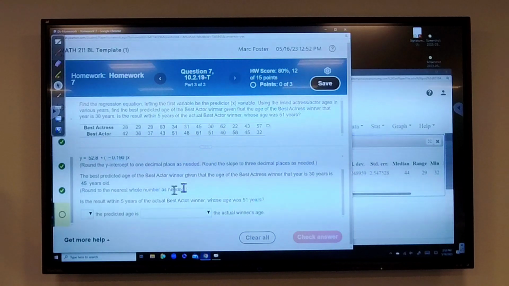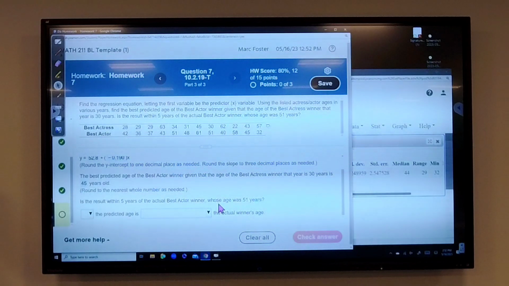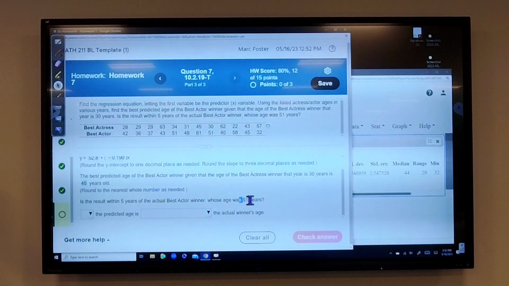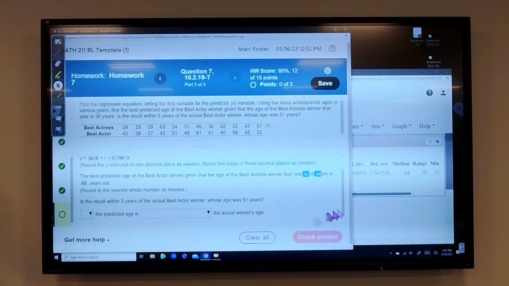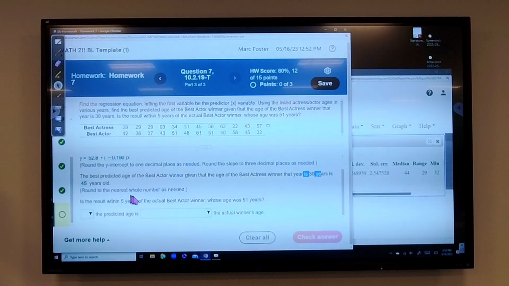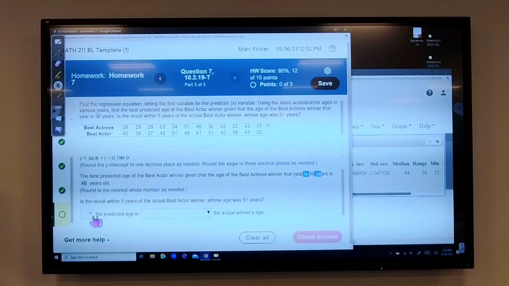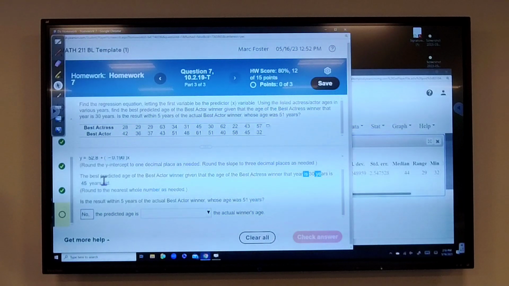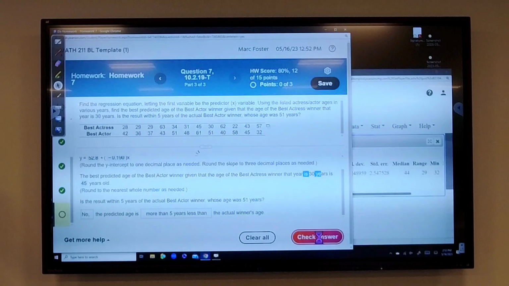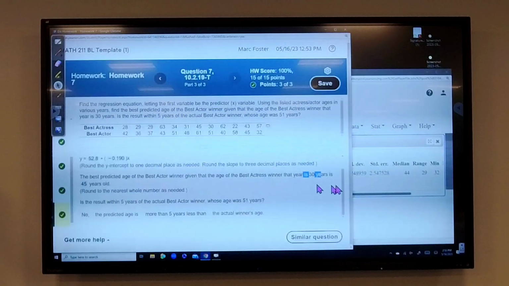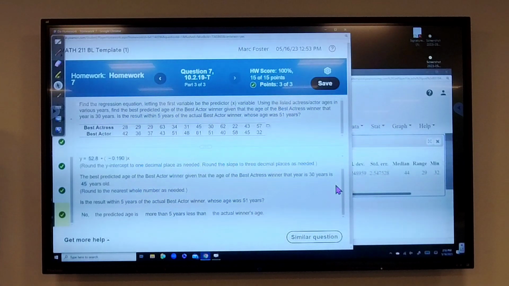Now here they do justify what it means to be close. They say, is the result within 5 years of what actually happened when the best actor was 51, when the best actress was 30? Well, no. 51 is more than 5 years away from 45. That's the end of the assignment.